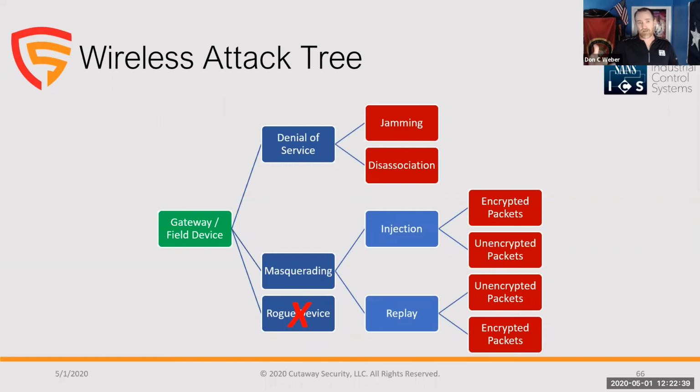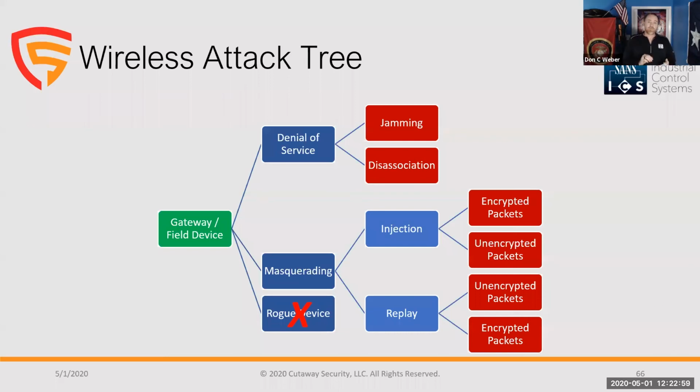straight up just transmitting on a frequency and ensuring that things can't communicate within that frequency. And then disassociation, as I mentioned, leveraging the protocol against itself to keep things from communicating within that network.